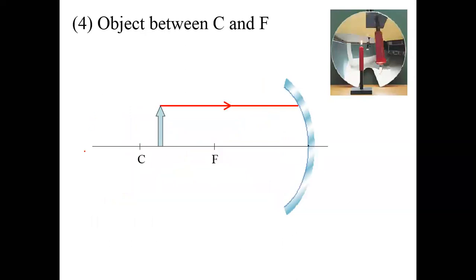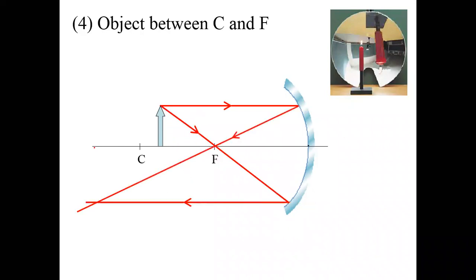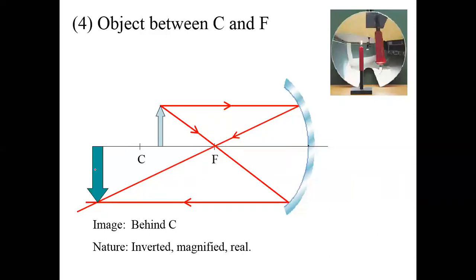What if you put the object between C and F? Remember, when you put it beyond C, the image formed between C and F. This time, when you put it here, the image is going to be behind C. It's like vice versa. Again, you're going to send a parallel ray and a ray from the focus point. The place where they merge is where the image is formed. As you see over here, the image is going to be larger than the object. It is going to be inverted and real, beyond C. So if the object is at 1.5F, the image is going to be at 3F. You can comprehend it like this: inverted, magnified, meaning larger, and real.